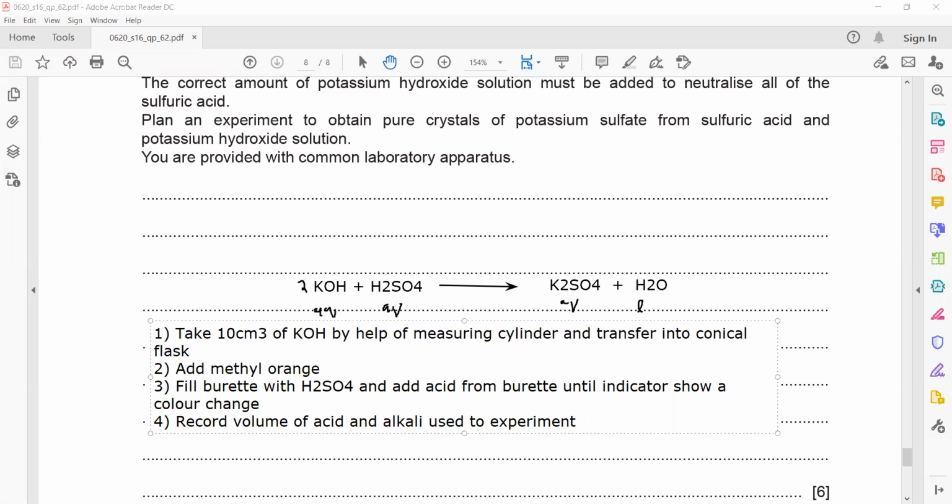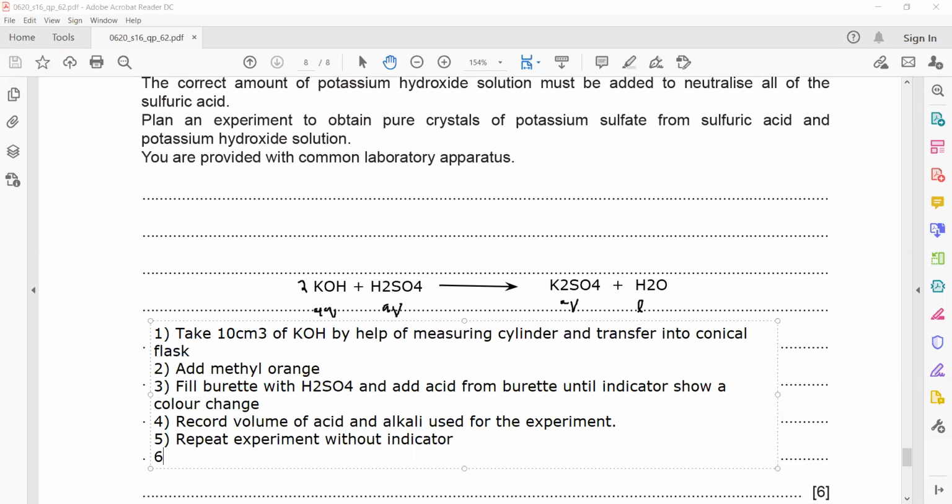But repeat the experiment without indicator, because we want to obtain a salt from the solution. If the indicator was there, the salt solution will be colored. And if I obtain crystals from the colored solution, then it will form colored crystals due to the indicator color. So record the volume of acid and alkali used for the experiment. Then repeat the experiment without indicator with the same volumes of acid and alkali.